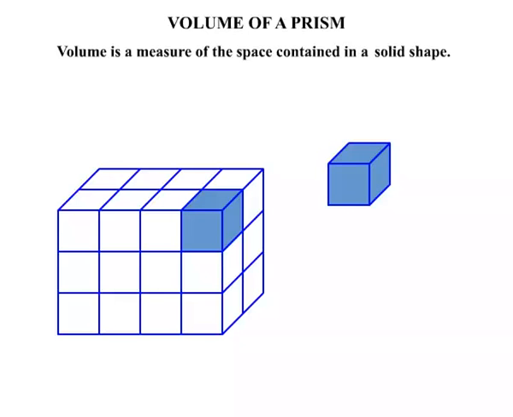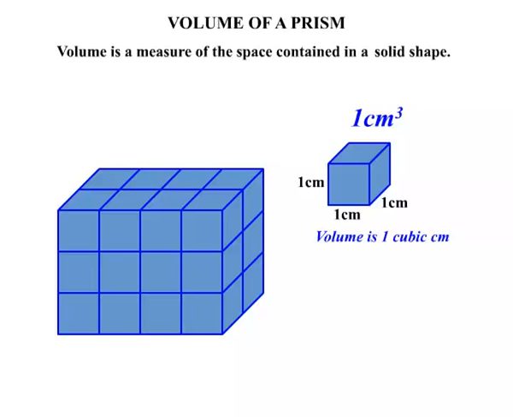If it had measurements 1 centimeter by 1 centimeter by 1 centimeter, we would say that it has a volume of 1 cubic centimeter. That is often written as 1 centimeter cubed. So when you see cm cubed, it is known as a cubic centimeter.